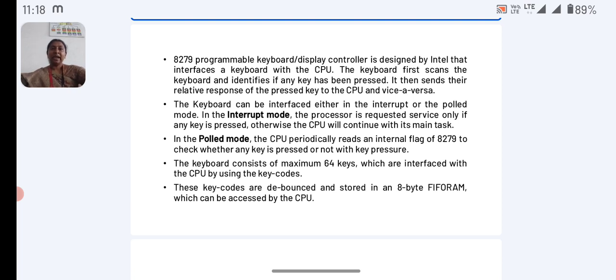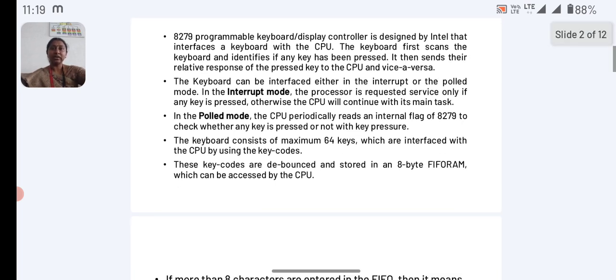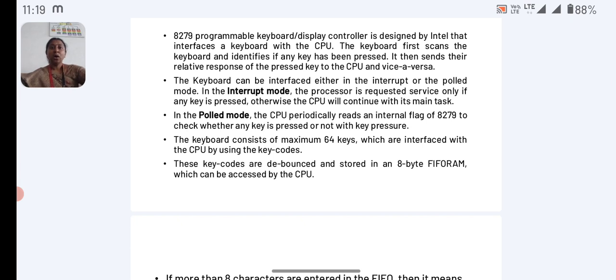This keyboard is interfaced in two modes, that is interrupt mode and the polling mode. In the interrupt mode, it requests the interrupt service. If the interrupt service is ready, it checks whether any key is pressed. Otherwise, the CPU will continue with its main task. Next one is polling mode. In this, the CPU periodically reads an internal flag of this 8279 to check whether any key is pressed or not.